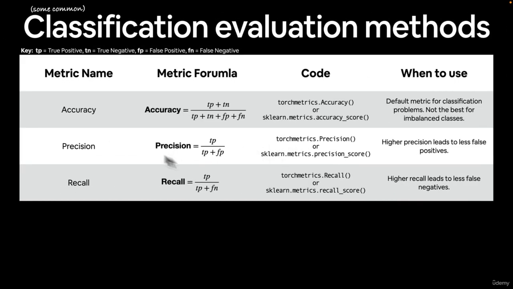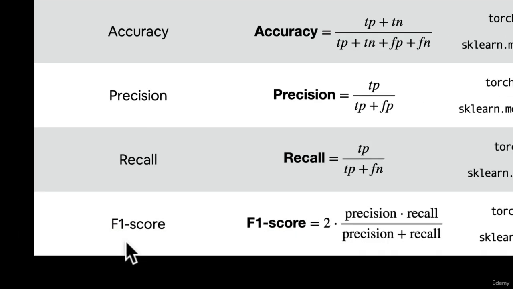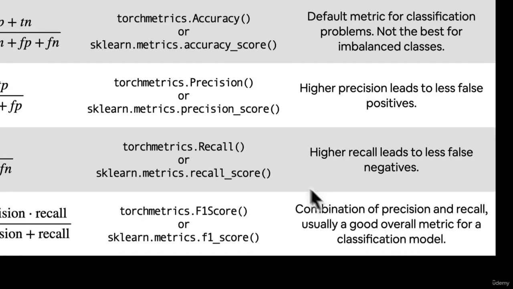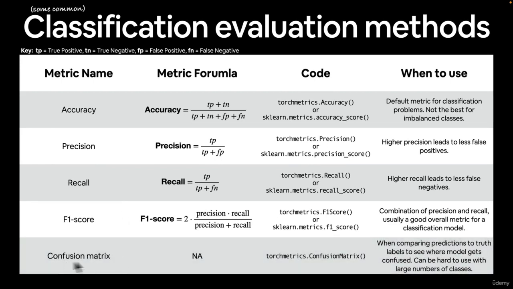If you'd like some code to do precision and recall, you've got torchmetrics.precision or torchmetrics.recall, as well as scikit-learn. Scikit-learn has implementations for many different classification metrics. Torchmetrics is a PyTorch-like library. And then we have F1 score, which combines precision and recall, so it's a good combination if you want something in between these two. And then finally, there's a confusion matrix.